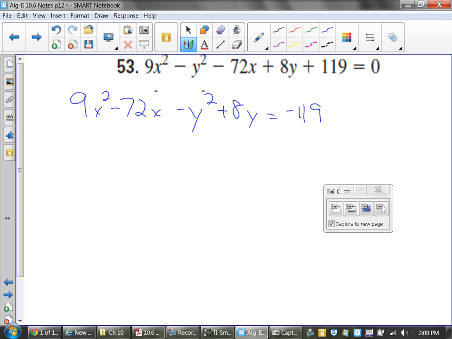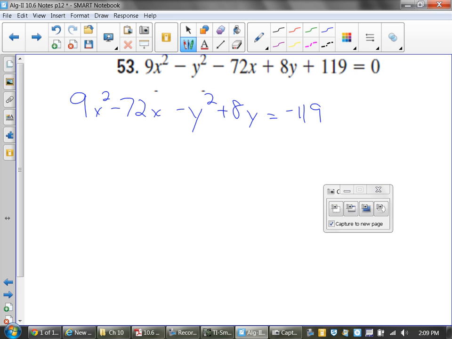So at this point, I have moved everything around. But remember, what was the rule for completing the square? What do you have to do first, though? What do you have to make sure? What about A? It's got to be 1. A's got to be 1.